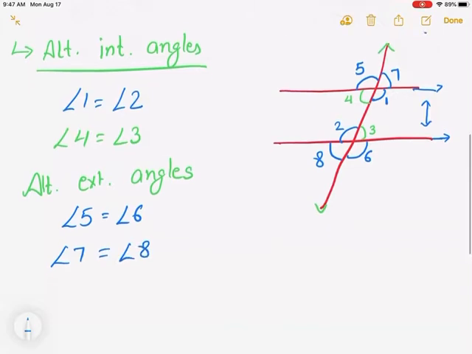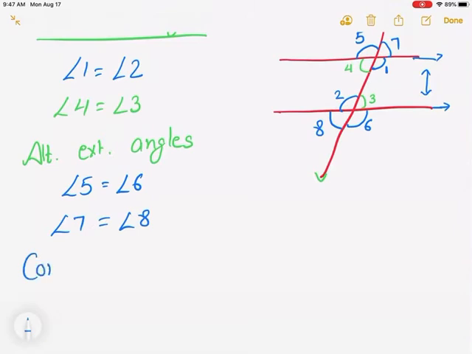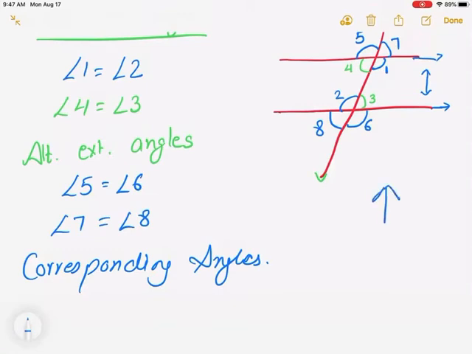Next type is called corresponding angles. It's pretty clear from the name: corresponding angles means the angles at the same position. If one is on the right side above the line, the other one has to be at the same position, above the line on the right side. Those types of angles are also equal. Looking at this shape, angle 7 matches up with angle 3, so angle 7 would be equal to angle 3. Why? Because both are on top of the line and on the right side of this transversal.